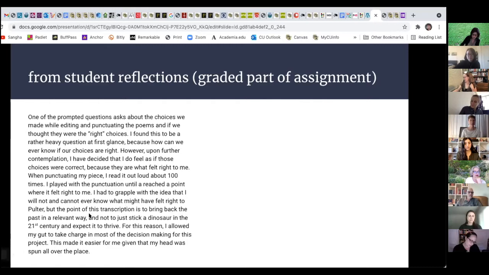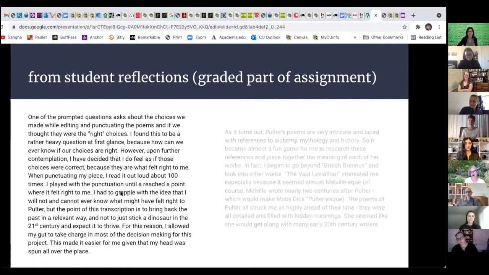I had to grapple with the idea that I will not and cannot ever know what might have felt right to Pulter, but the point of this transcription is to bring back the past in a relevant way and not just stick a dinosaur in the 21st century and expect it to thrive. So she uses really creative language to think about the kind of work that we were doing in a way that I don't think that I'd quite ever articulated to them, but they somehow instinctively just understood.